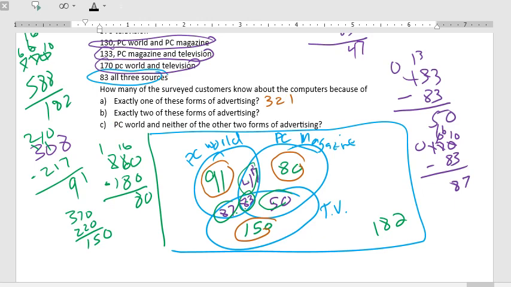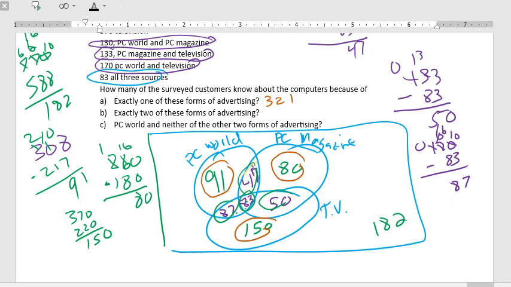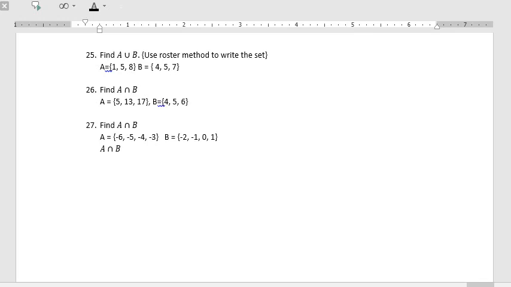And then letter B, exactly two of these forms of advertisement. This number here is two forms, this is two forms, and this is two forms. So we're going to add 87 plus 47 plus 50, and that comes out to 184. And then the last one, PC World and neither of the other two forms of advertising. They only want PC World, that's 91.